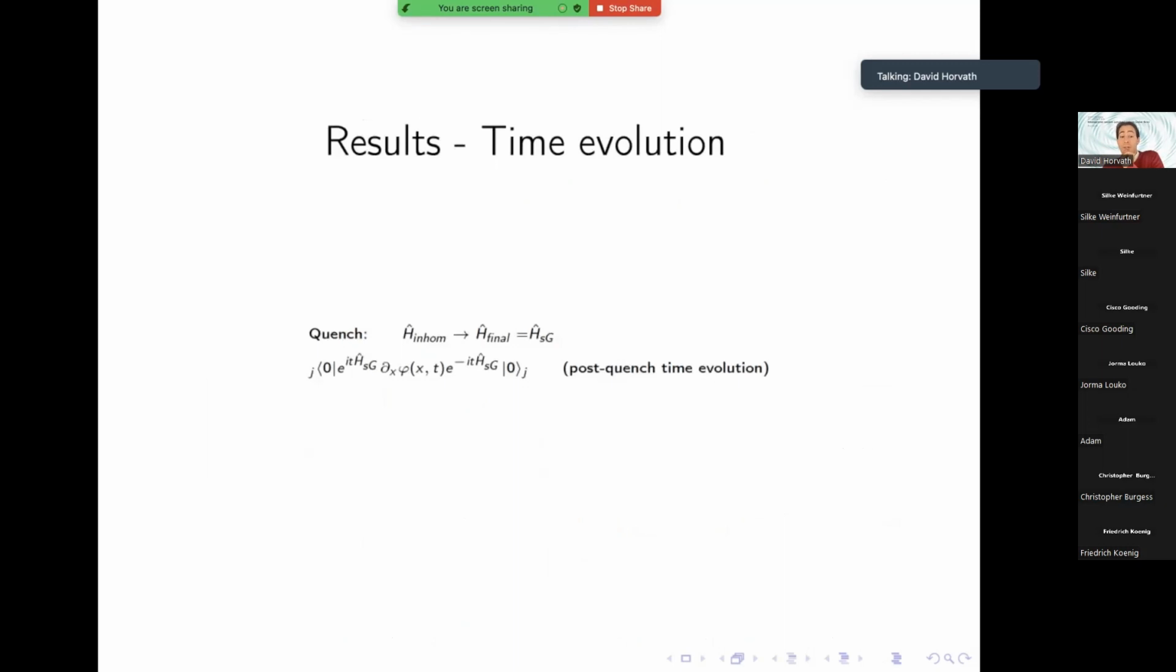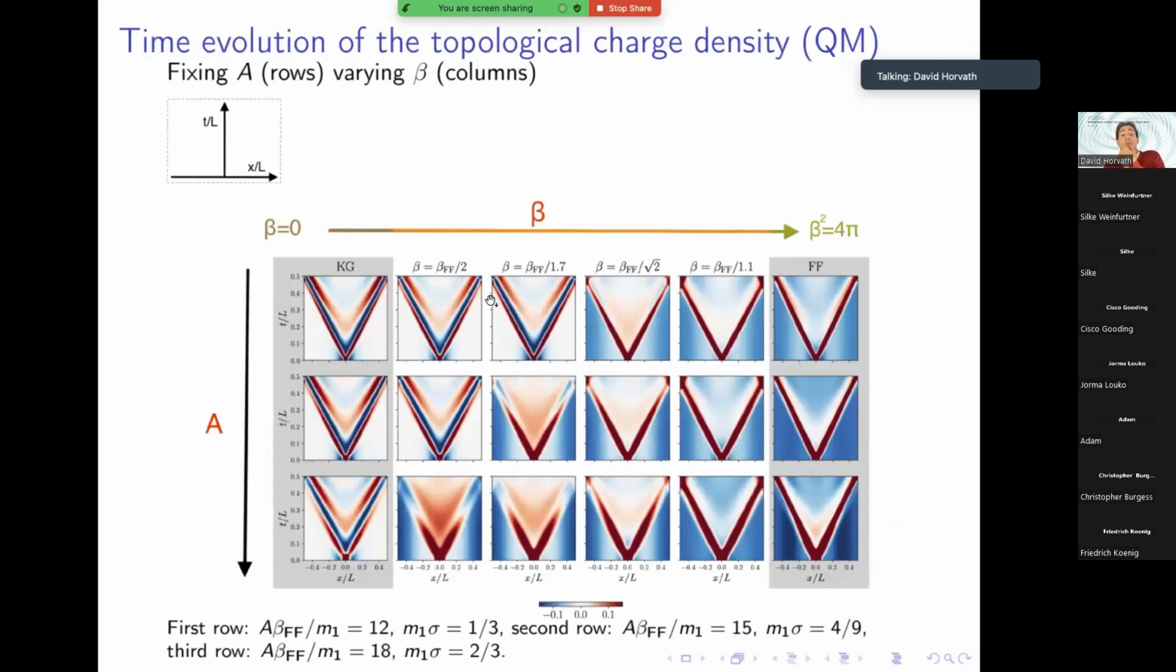So what happens when we switch off the initial inhomogeneity and do the time evolution with the homogeneous Hamiltonian? We will focus on, in particular, the time evolution of the topological charge density. Let's see what happens in this case. So here I'll show you density plots of the density. So the density here is the topological charge density. The horizontal axis is the spatial direction, the vertical one is the temporal direction, and here we also have a color code. Again, we can make several observations.